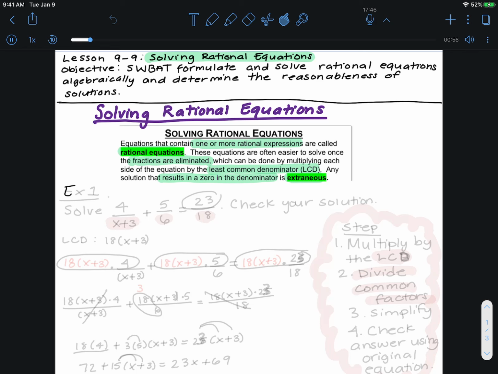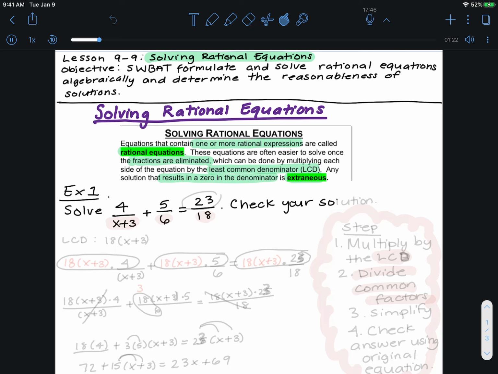For example number 1, we are going to solve 4 over x plus 3 plus 5 over x equals 23 over 18, and we have to check our solution.